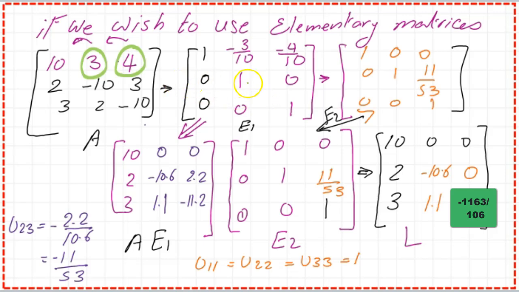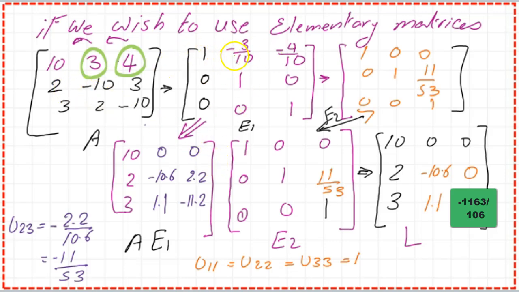This is A by E1. In order to get the value of E2, I have to multiply A by E1 and check what elements to be eliminated. 1, 0, 0 will keep the first column as it is, 10, 2, 3. Then we are going to multiply 10 by minus 3 over 10. We have minus 3, plus 3 we have 0. 10 by minus 4 over 10 we have minus 4. Minus 4 plus 4 equal to 0.